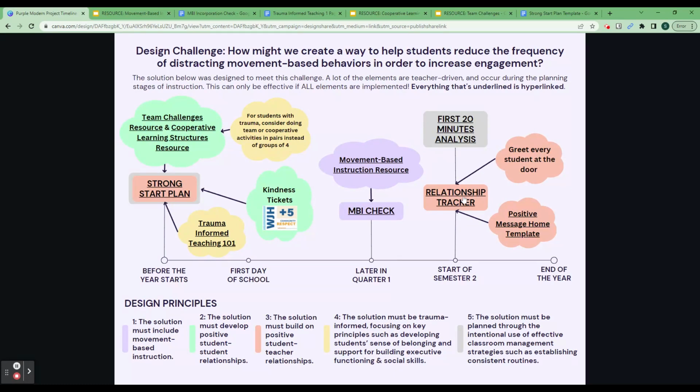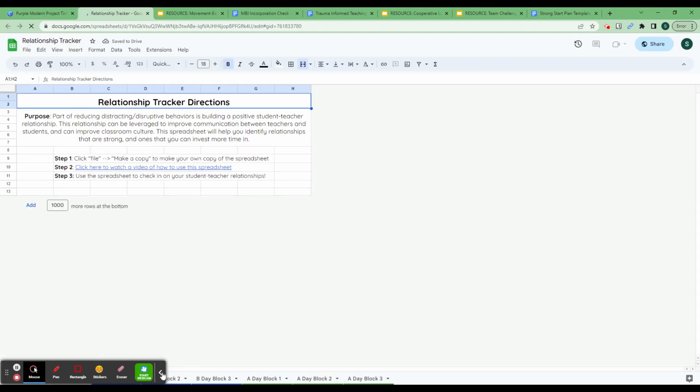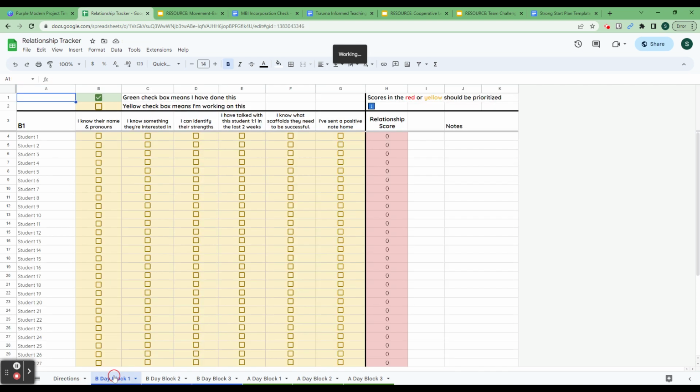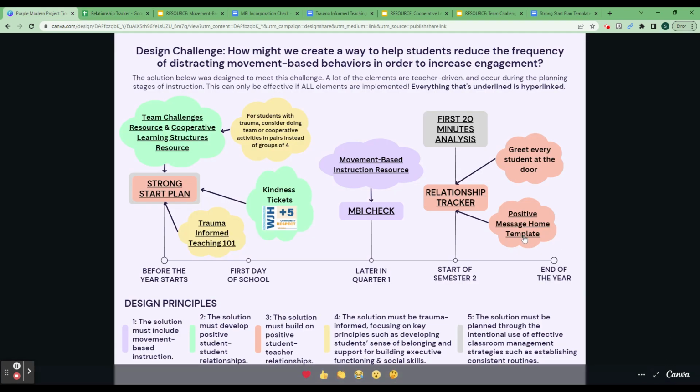The first thing, this relationship tracker, really helps focus on positive student teacher relationships. The instructions for using this template are on the first page of it, but in essence, it allows us to look at our rosters of all of our students, look at some indicators that we have a positive relationship, and then identify which students we might need to focus some more energy on to build that relationship. This spreadsheet also offers some specific ways for building those relationships with students.